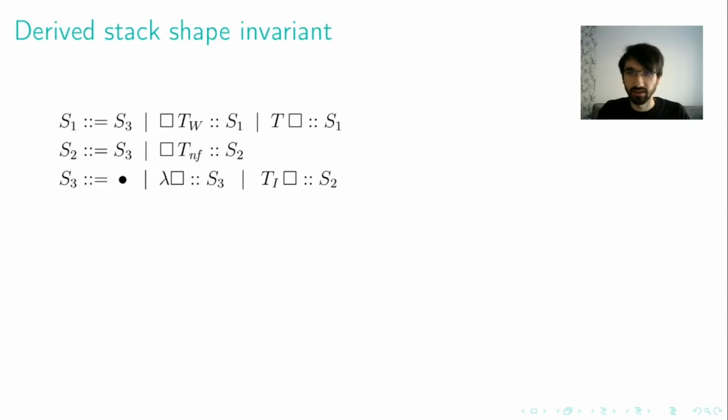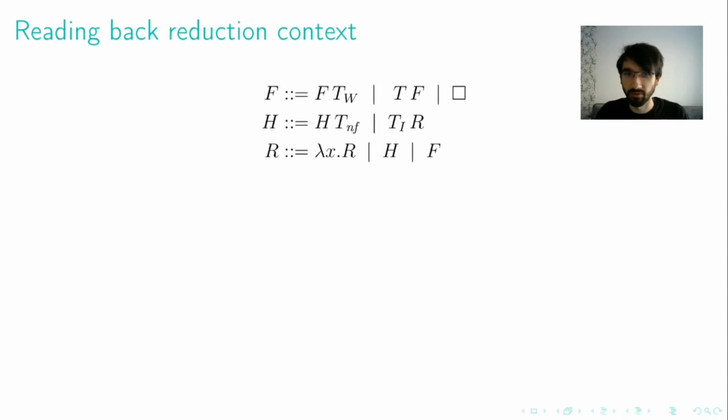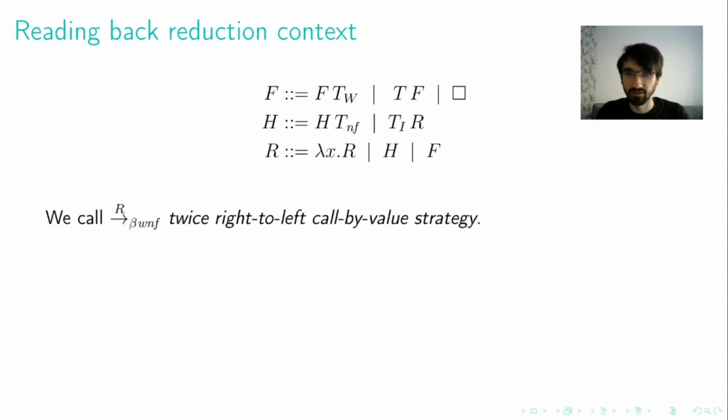The second thing is that the stack has this shape invariant, and this shape invariant does not have to be guessed. It can be derived from NBE, which uses normal forms and neutral terms explicitly. These constructors get imprinted on stack element constructors. The stack represents reduction context, but this grammar is written in an inside-out manner. So we translate this grammar to a finite automaton and we reverse it, so we can read back the grammar of contexts in an outside-in manner. And these R contexts represent the context of our reduction strategy. And we call this restricted reduction twice right-to-left call-by-value strategy because of two right-to-left choices we've made while modifying NBE.